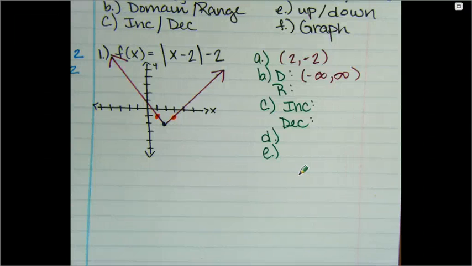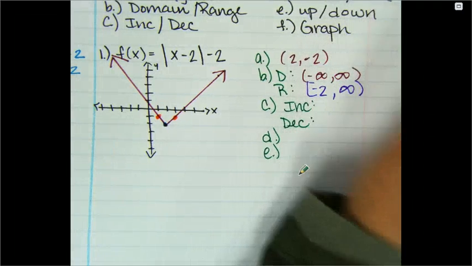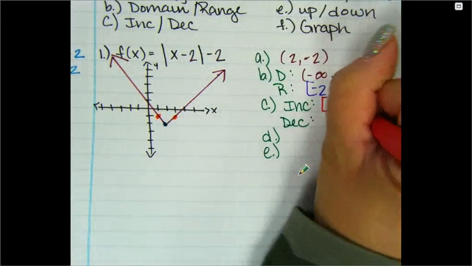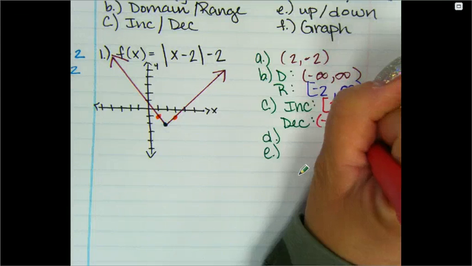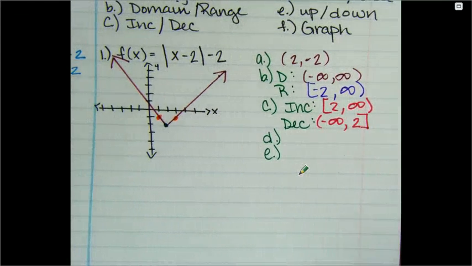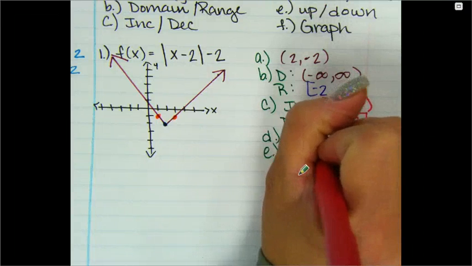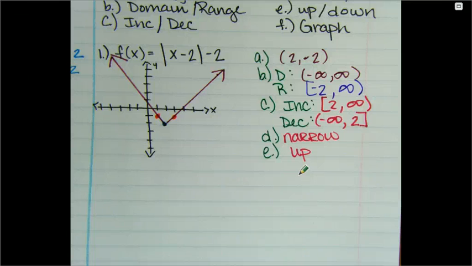What's your range? To the what? 2 or negative 2? Negative 2 to positive infinity. Where are you increasing from? Positive 2 to infinity. And where are you decreasing from? Positive or negative 2? Positive 2. Same 2 as that one. Is it narrow or wide? It's what? Narrow, up or down? Okay. See how that's exactly the same as a quadratic? It's more narrow than my example in my homework.